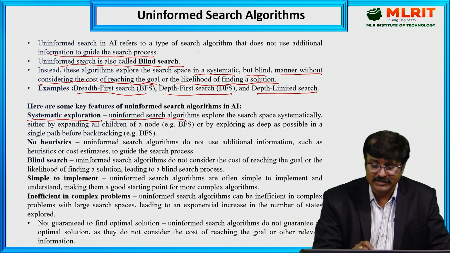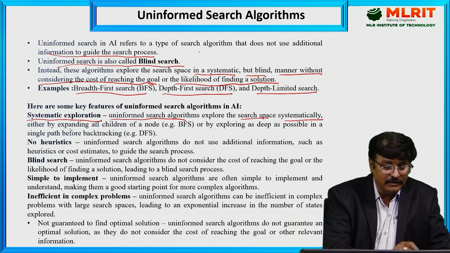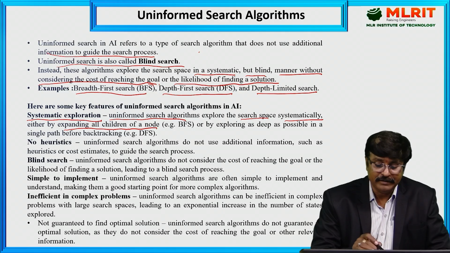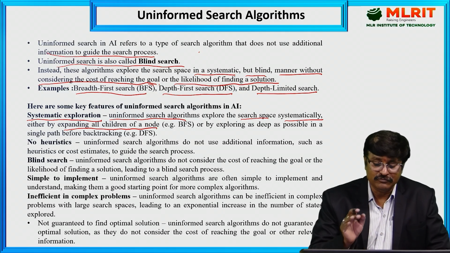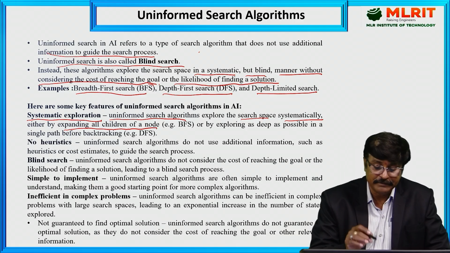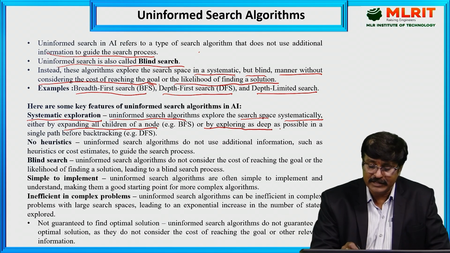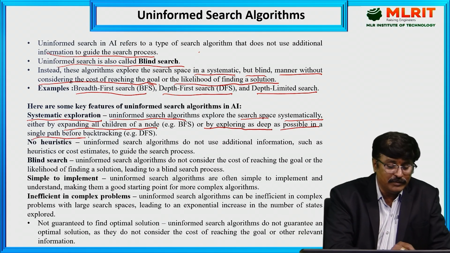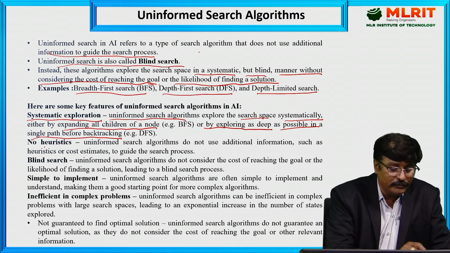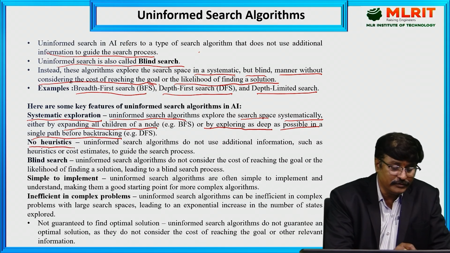An uninformed search algorithm explores the search space systematically, either by expanding all children of a node, visiting all those children nodes and testing whether each is the goal state or not. The goal test is going on every time. Or it explores as deep as possible in a single path before backtracking, visiting all those nodes. There is no heuristic, which means there is no previous information, no heuristic information.